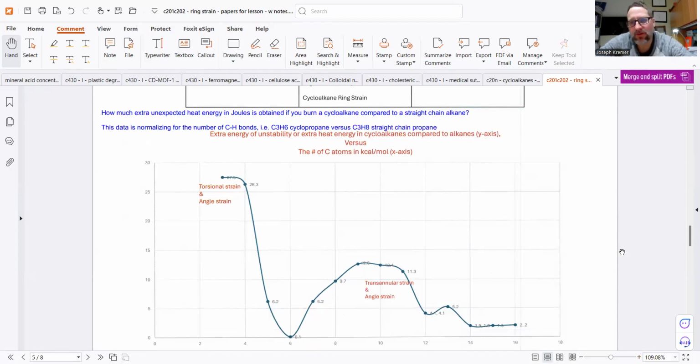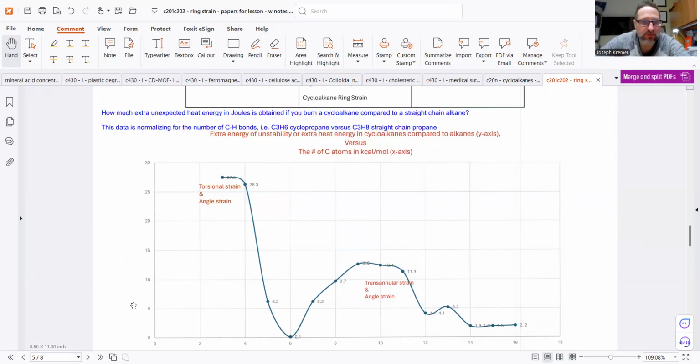So this graph here, whenever you yourself are presenting graphs, standing up in front of others sitting down, you should announce the axes. It makes you look more professional. So on the y-axis, you see here, is the amount of strain, instability of heat energy in kilojoules per mole. And on the x-axis is ring size.